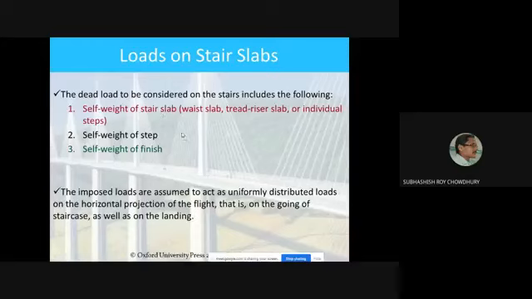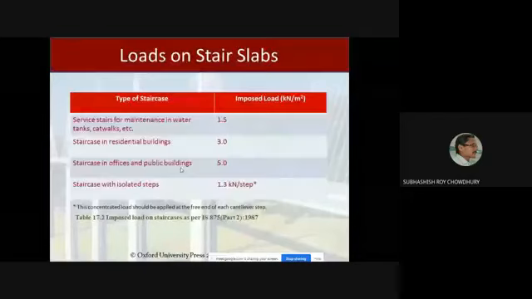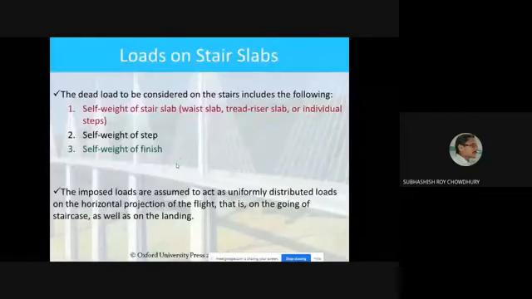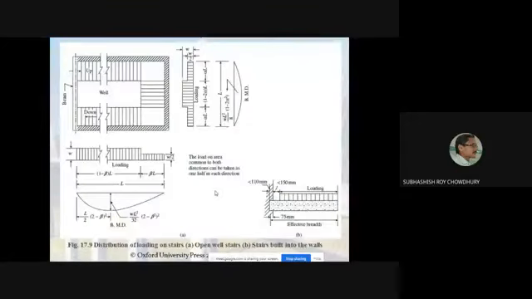Now we will consider the waist slab. The tread riser slab means there is no slab, only the treads and risers are there. That we are not discussing at this moment. So in our case, simply we will consider the self-weight of the waist slab, the self-weight of the step, and the weight of the floor finish or ceiling plaster. All the imposed loads are assumed to act as a uniformly distributed load, and this will be on the horizontal projection of the flight, that is, on the going part of the stair as well as on the landing. So it is shown here. It will be the uniformly distributed load.